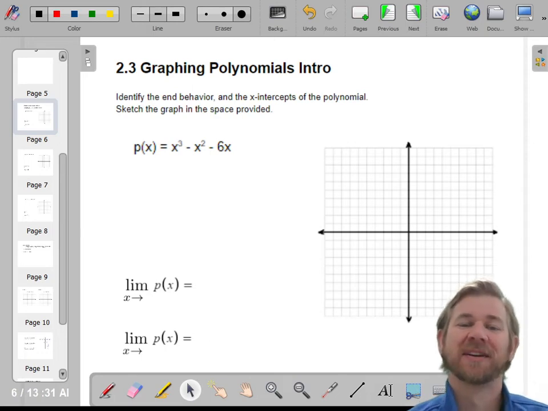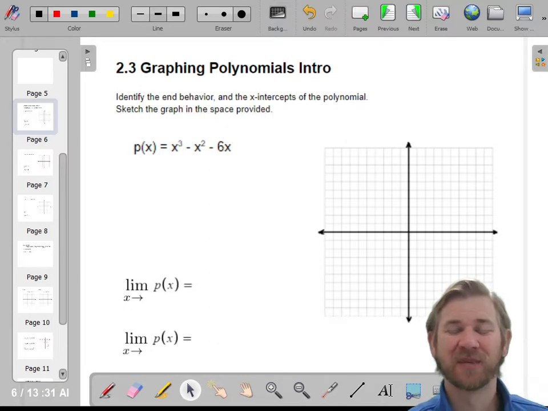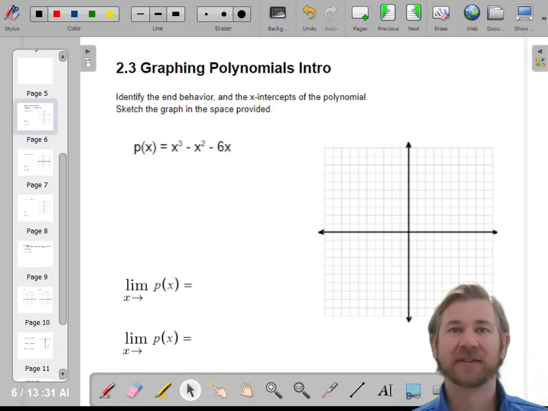Ladies and gentlemen, we're going to start graphing some polynomials, but will you notice the production value? Can you look at the green screen? It's amazing. I can't. Okay, let's actually do some work here.